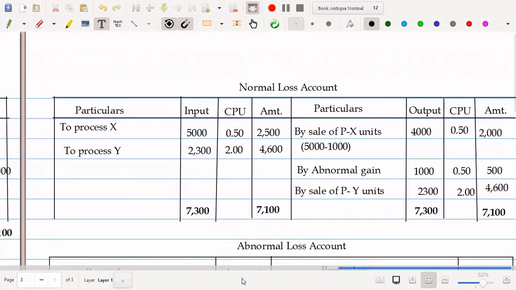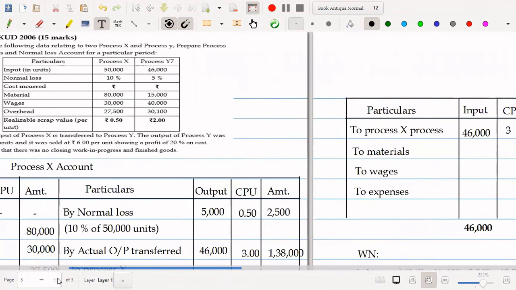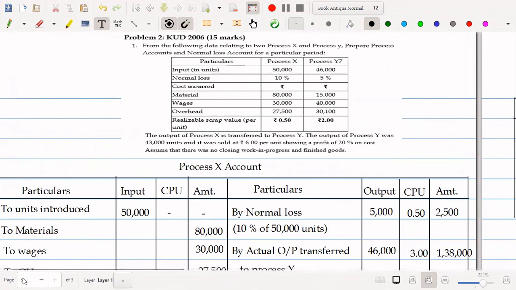Along with that, I have shown you how to prepare process accounts also. I'll be back with more problems in my next session, which has more than 2 processes. It may be 3 processes or 4 processes also.